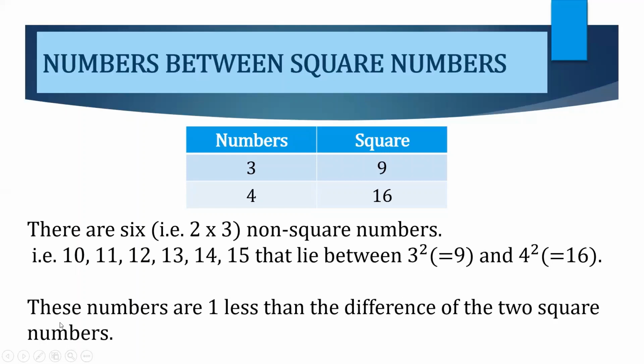Again, also observe that these numbers are 1 less than the difference of two square numbers. Here you see the difference between 9 and 16. If you count after 9, we'll have 10, 11, 12, 13, 14, 15 and 16. So the difference between 9 and 16 is 7, and 7 minus 1 is 6. So we have 6 non-square numbers between 3 square and 4 square, that is 9 and 16.